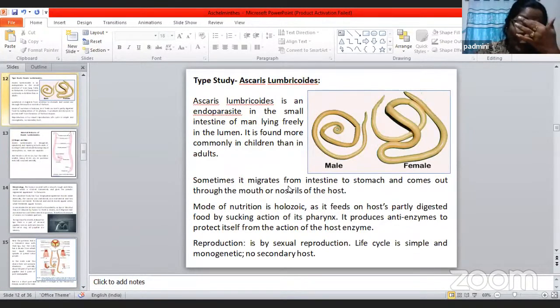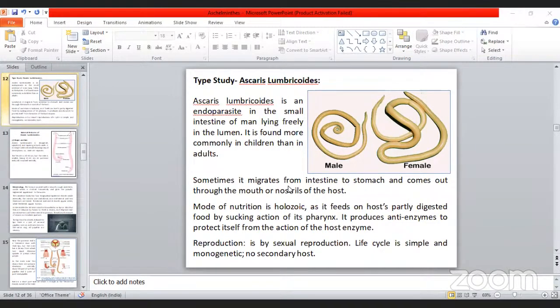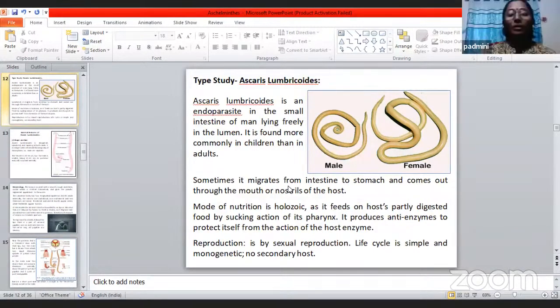So this was about the general characters of roundworms, and we also talked about the classification. What are the two classes of Nemathelminthes? Aphasmida and Phasmida. Now we are going to talk about Ascaris lumbricoides. Ascaris lumbricoides belongs to which class? Anybody? Phasmida. Very good. Why? Because phasmids are present there. Good. So I have some attentive students in my class.